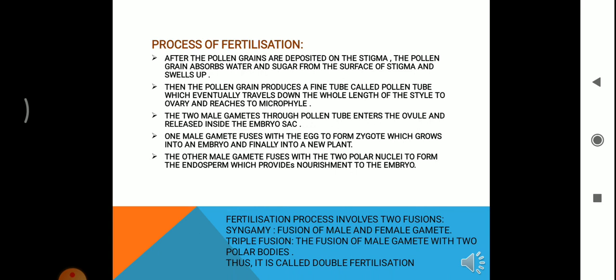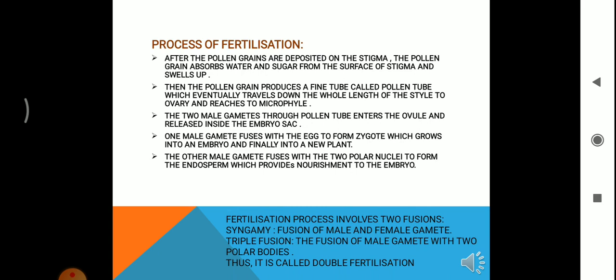First, after the pollen grains are deposited on the stigma, the pollen grain absorbs water and sugar from the surface of the stigma and swells up. Second, then the pollen grain produces a fine tube called pollen tube, which eventually travels down the whole length of the style to the ovary and reaches the microphyllae.